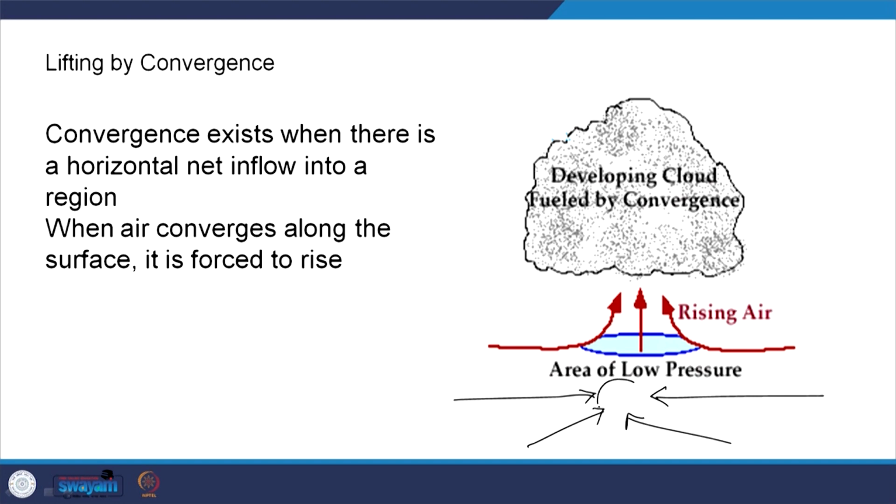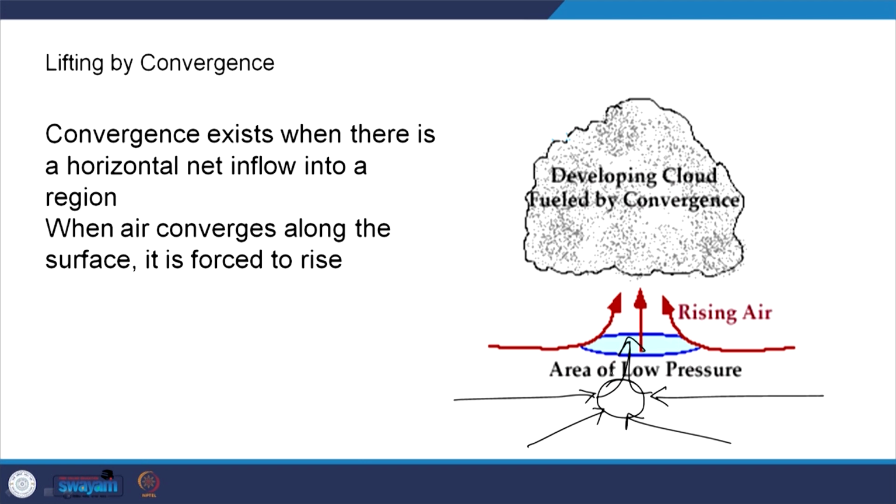So, this region is the one to which the air is converging. When the air converges along the surface, which is a very important thing, when the air is converging along the surface to a particular region, then automatically it is forced to rise. This rise will give the air parcel the lift that it requires to travel and reach the LCL, right.